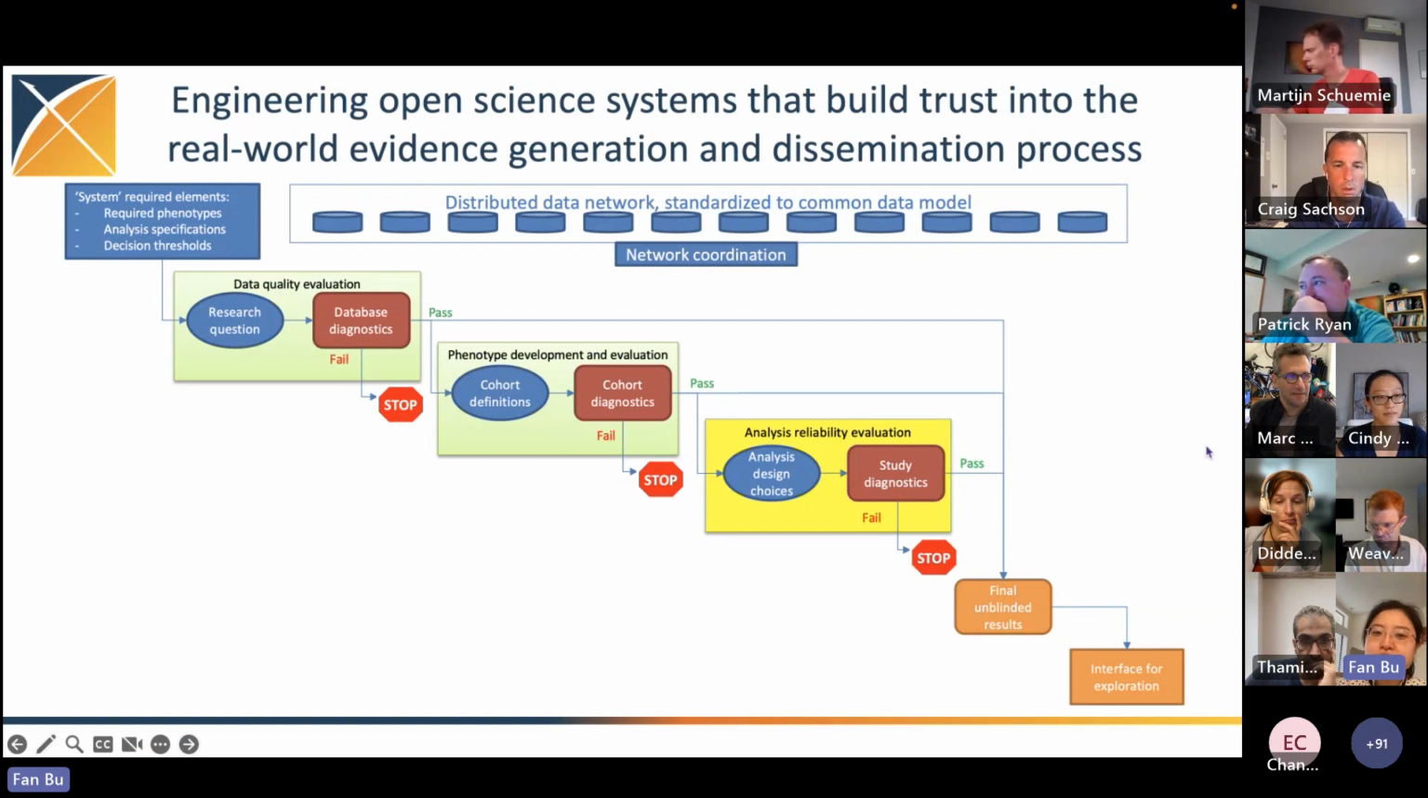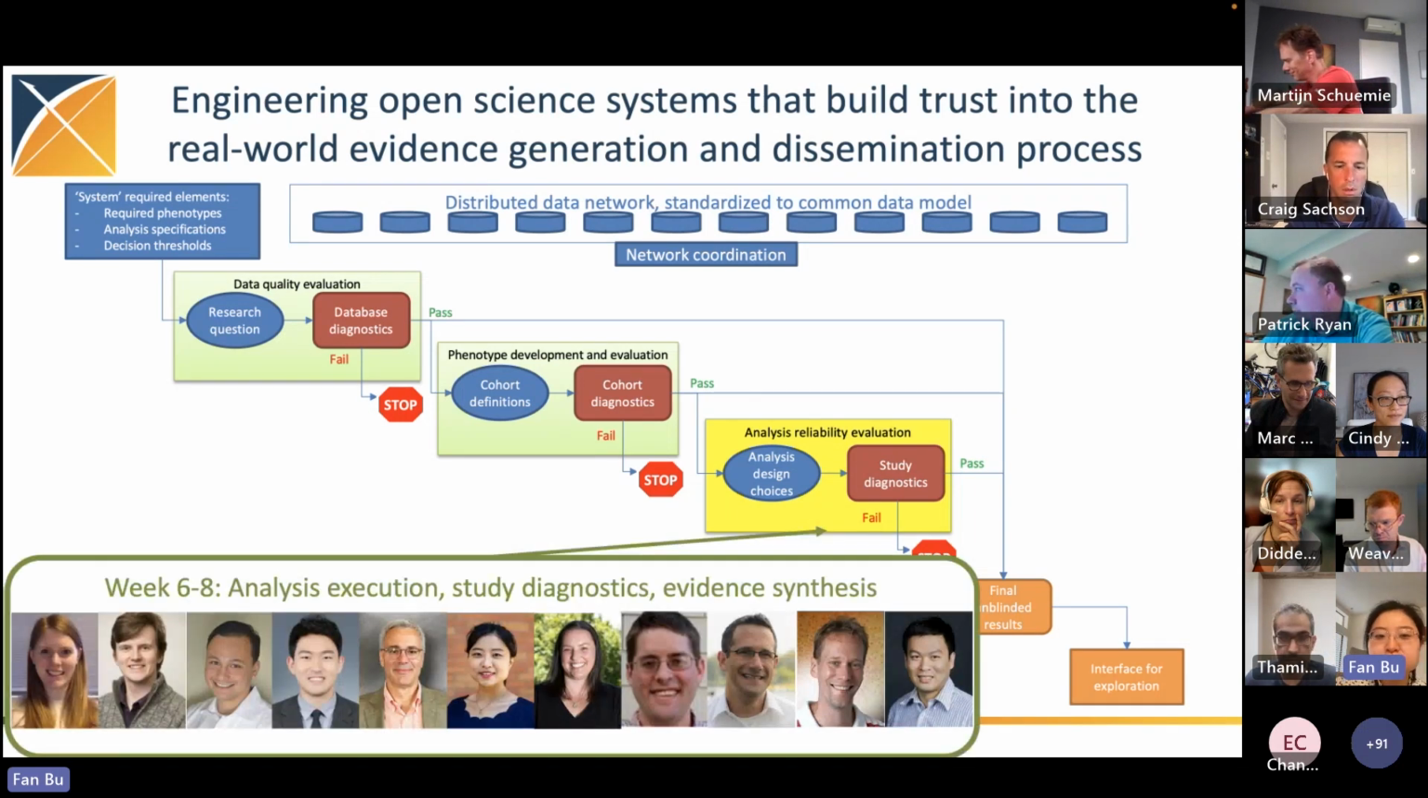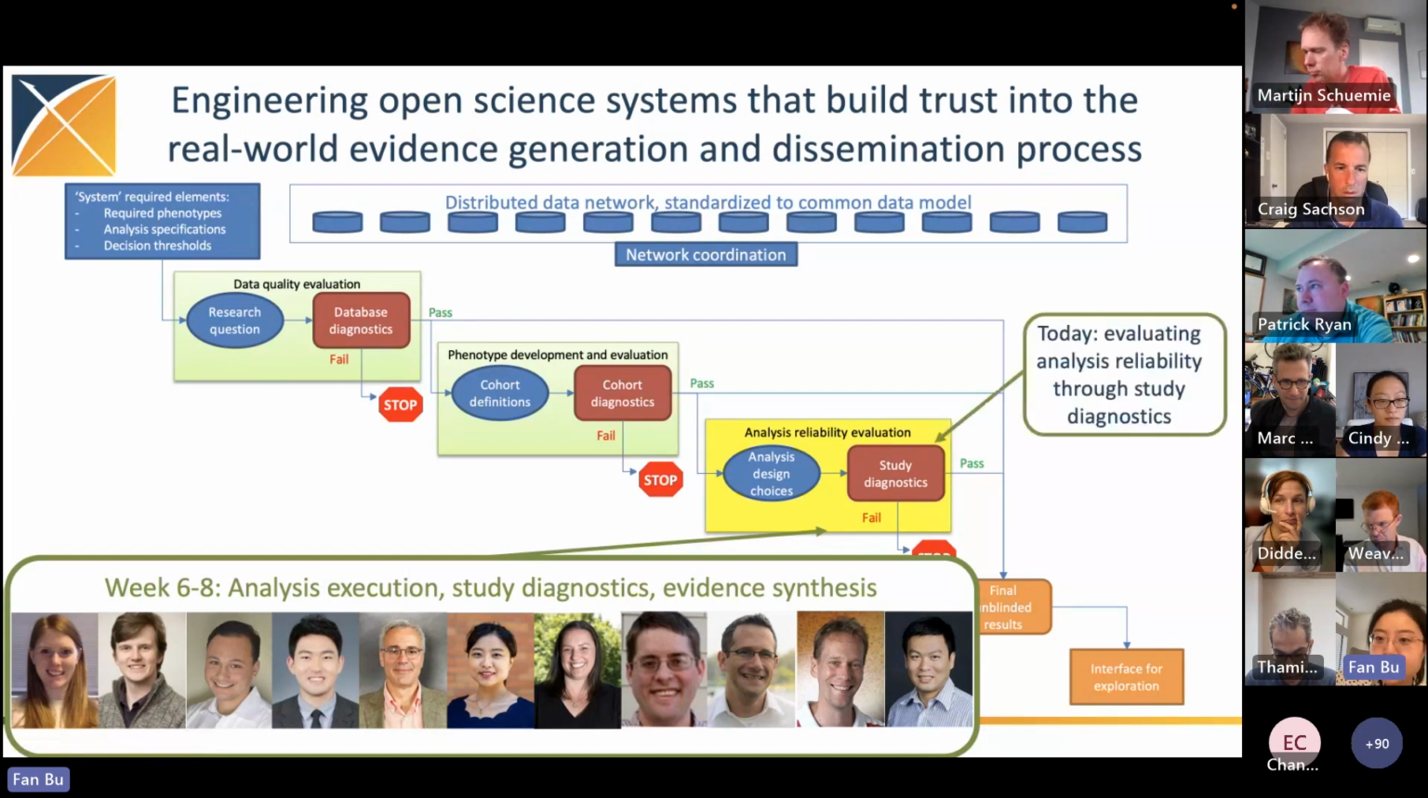So you have probably been seeing this waterfall diagram for weeks now. In the recent weeks, we have been doing things inside the analysis module. Last week we learned about analysis execution. This week is about study diagnostics, evaluating analysis reliability through an objective set of diagnostics. And next week we'll be hearing from Martijn and Jong about evidence synthesis.